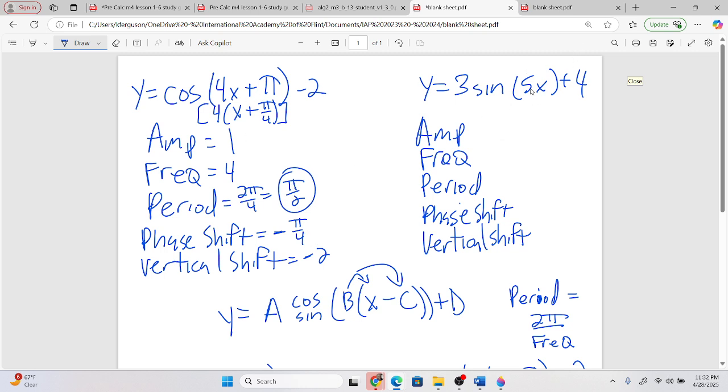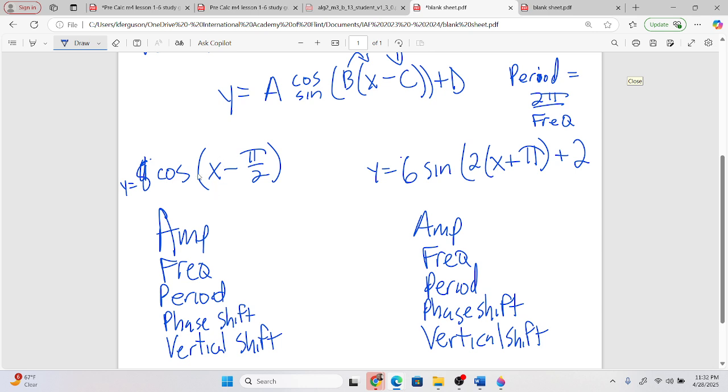So right here, my frequency is being multiplied times x. There isn't a phase shift, so I'm going to put 0 or NA or none. I'll accept 0, although the instructions don't say you could put 0. Amplitude is just a number in front, so that's 3. Frequency, that's my 5. Period is 2 pi divided by the frequency, which is 5, so it's just 2 pi over 5. And then my vertical shift is 4. That's everything. All we're doing there is reading this equation and putting down the values.